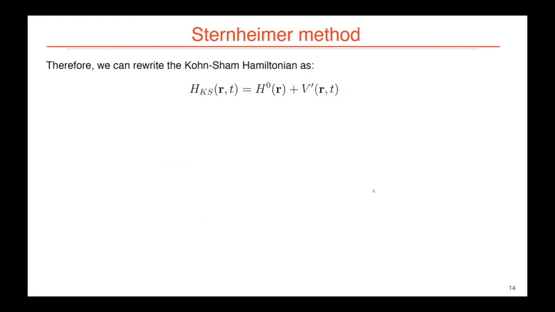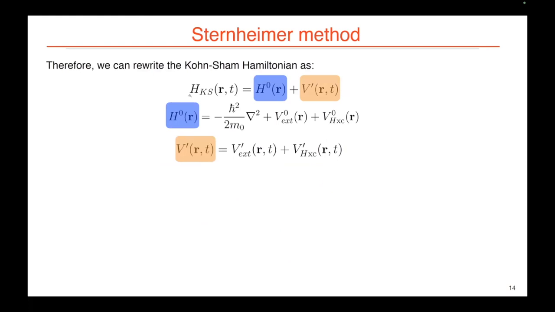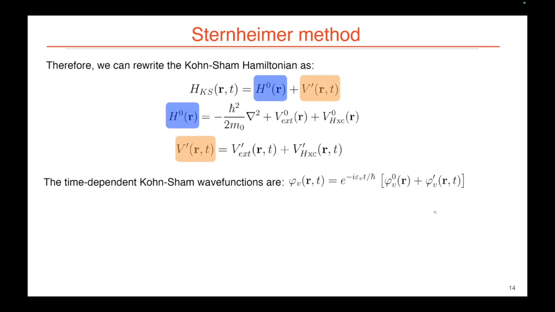So we can write this in a more compact form. The quantum Hamiltonian H is a sum of two components: the blue one, which is the same as in ground state DFT, so in static DFT, and the orange one, V prime, which consists of all the first order components. So the perturbing potential, V prime external, but also the response Hartree exchange correlation potential. And then for convenience, we can define the time-dependent quantum wave function phi in this form: the exponential times the time-independent wave function plus the response wave function.